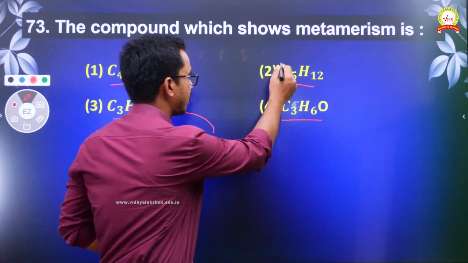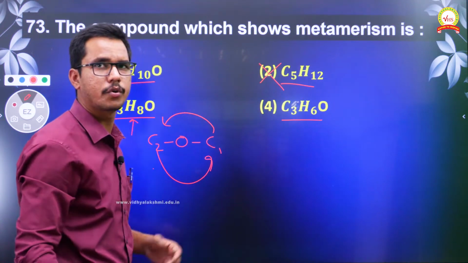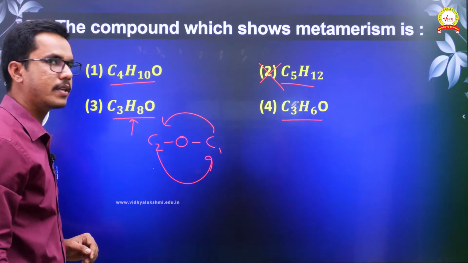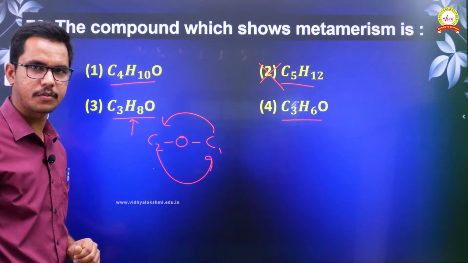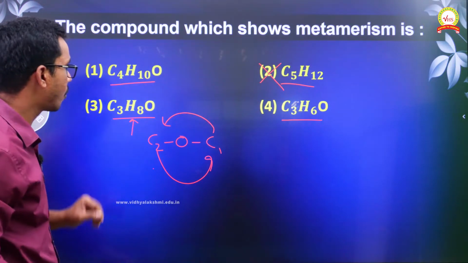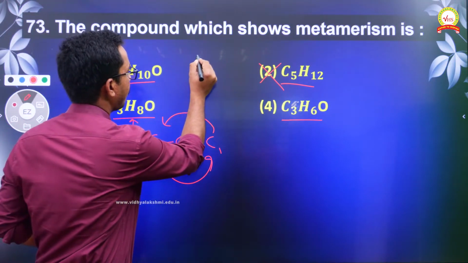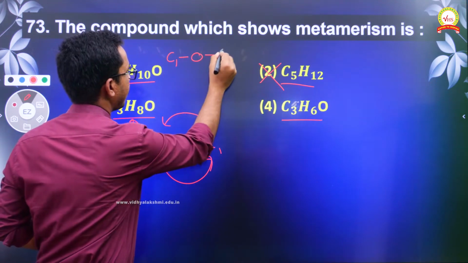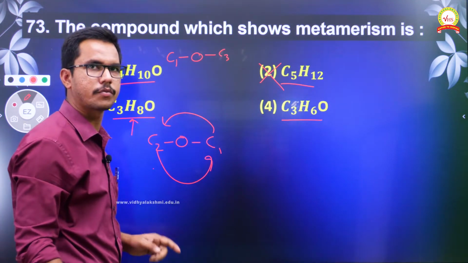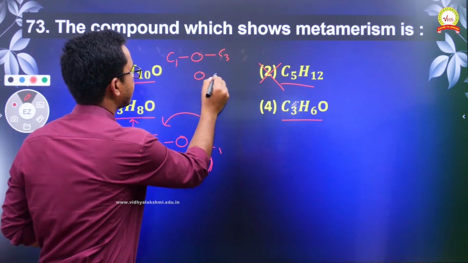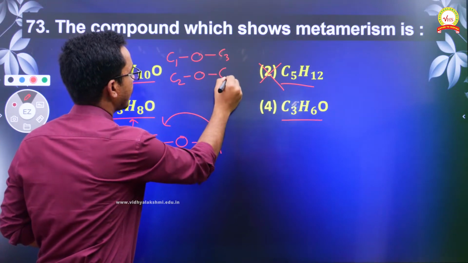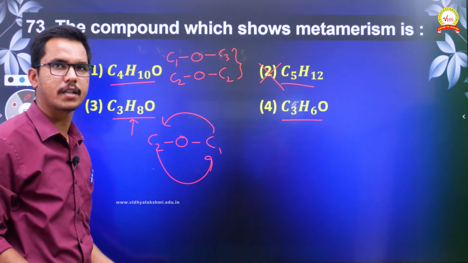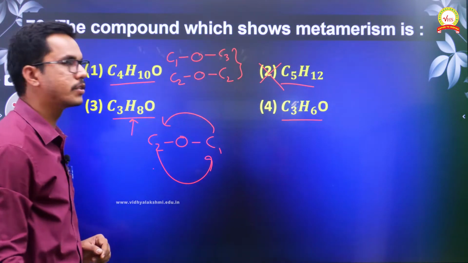But the second case will not show metamerism at all, because we don't have any functional groups there except hydrogens along with the carbon. And if you consider the first option, what is happening? We have four carbons. Now, if you take the oxygen, let us take one carbon here and three carbons here. This is one isomer. Let us take the same oxygen and take two carbons here and two carbons here. We can get isomers of different kinds with the same molecular formula. That's what the first one can show: metamerism.